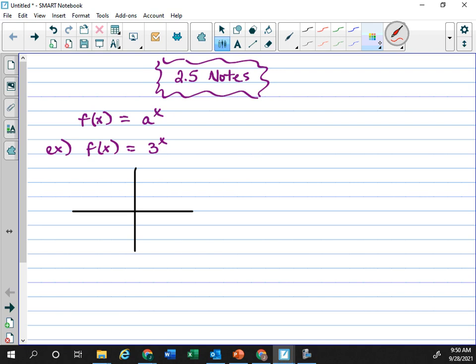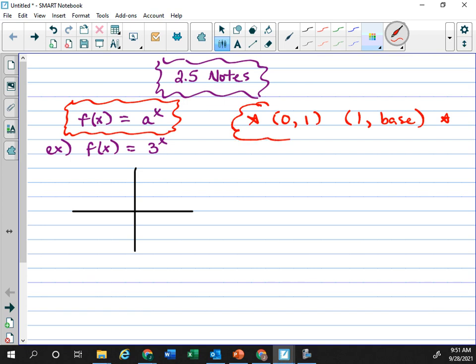All right, when you go to graph any exponential function like this, do you guys remember, a is the base, x is the exponent, like this is a familiar format to you, hopefully. You will always start with the 2 points 0, 1, and 1, comma, whatever your base is. Okay, so star this, make sure you realize those are the 2 points you're going to use every time.